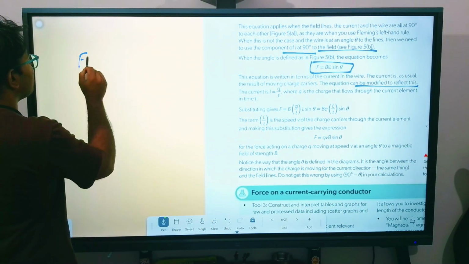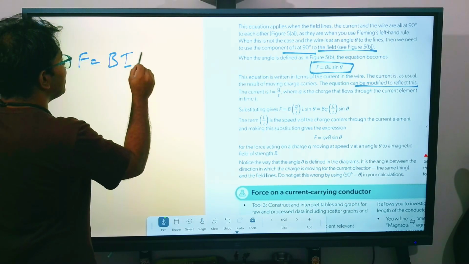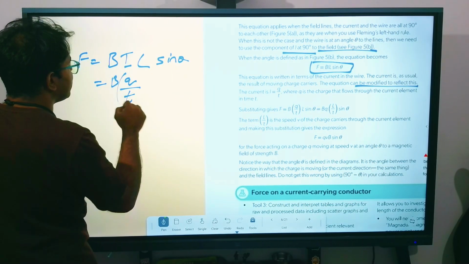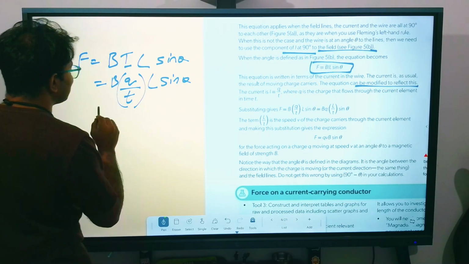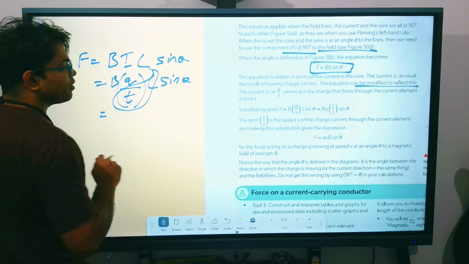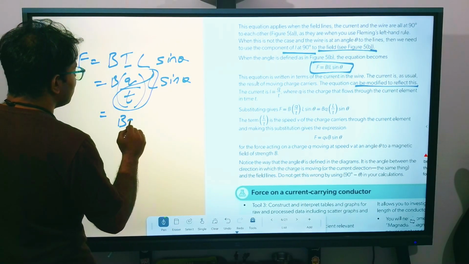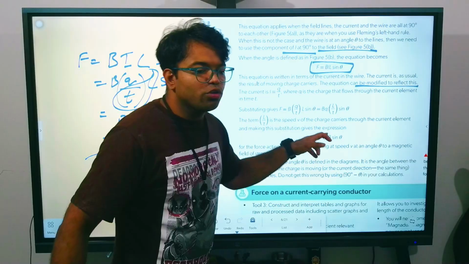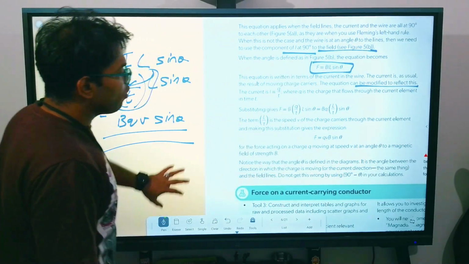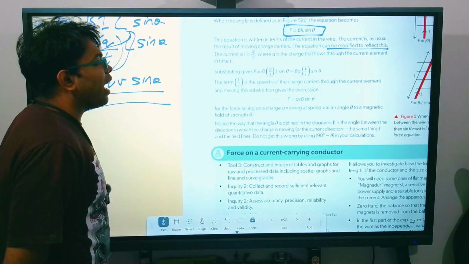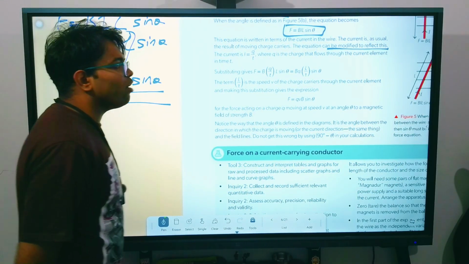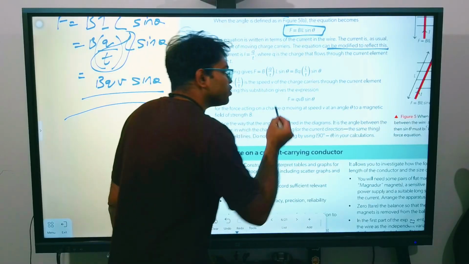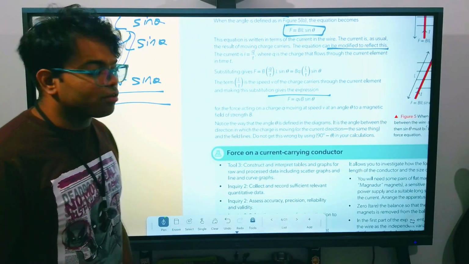We have F is equal to BIL sine theta, which is equal to BQ upon T times L sine theta. What is length upon time? V. So it is BQV sine theta, or Q into V cross B sine theta. The term L upon T is the speed V of the charge carried through the current element, and making the substitution gives us F is equal to Q into V cross B.